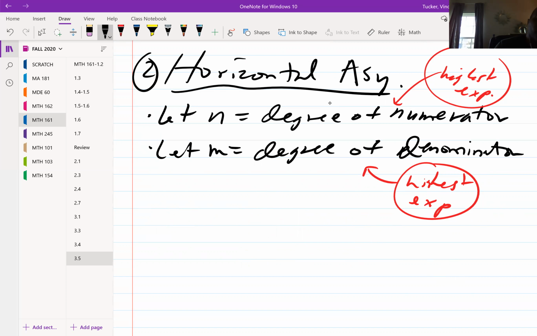So we have 3 scenarios. n is, let's do less than.